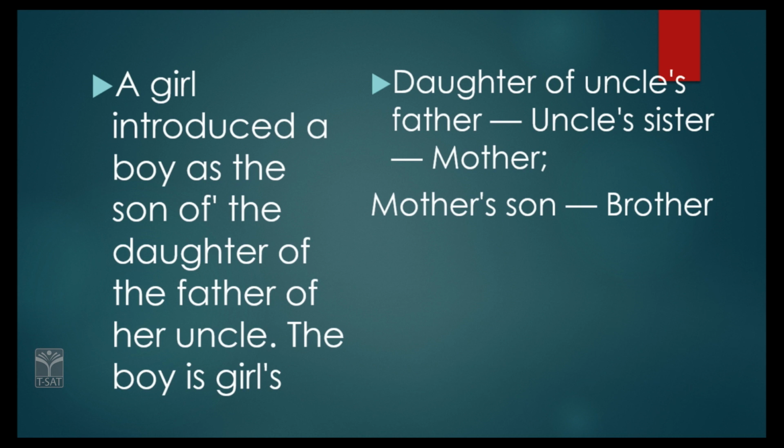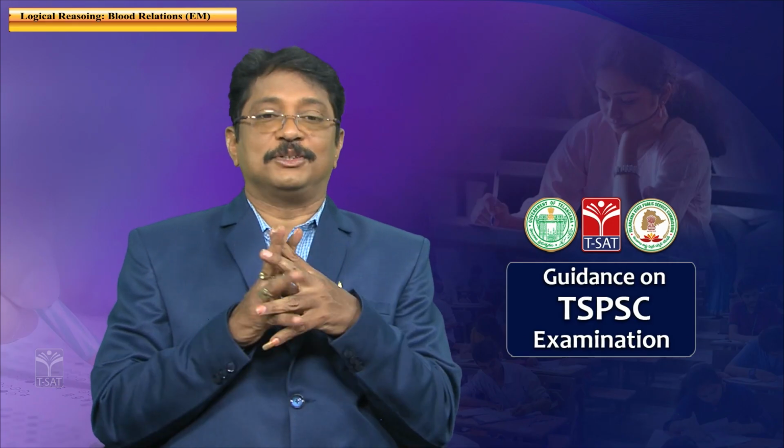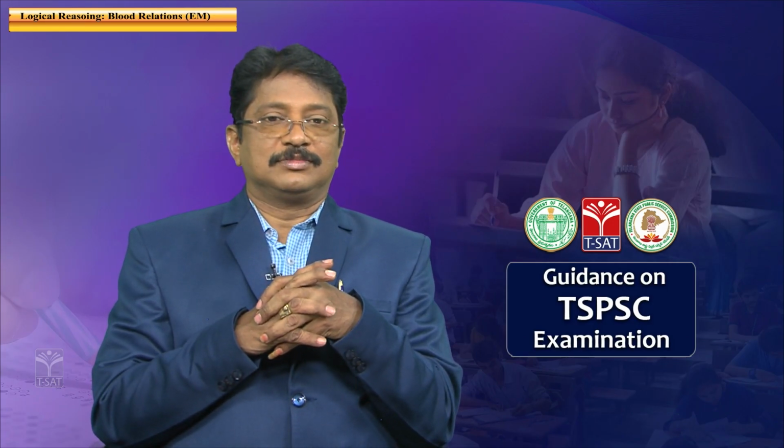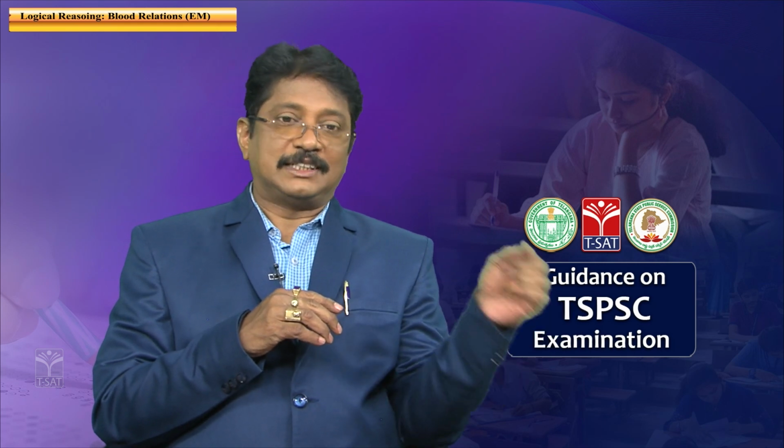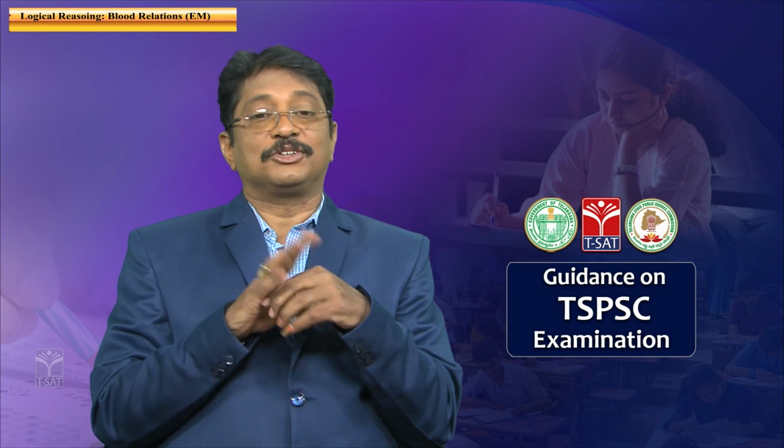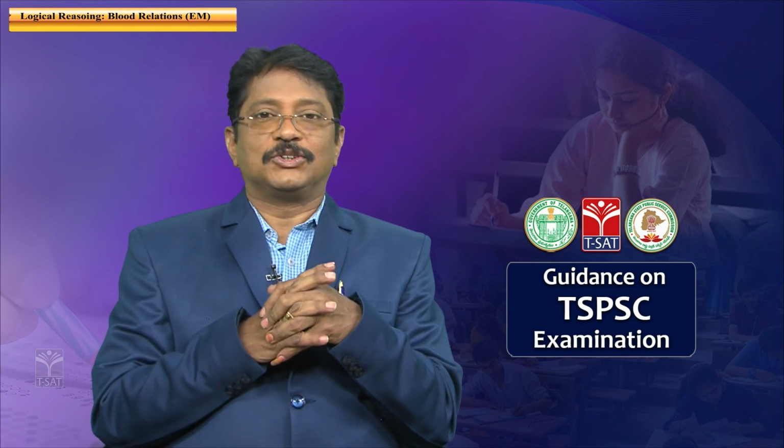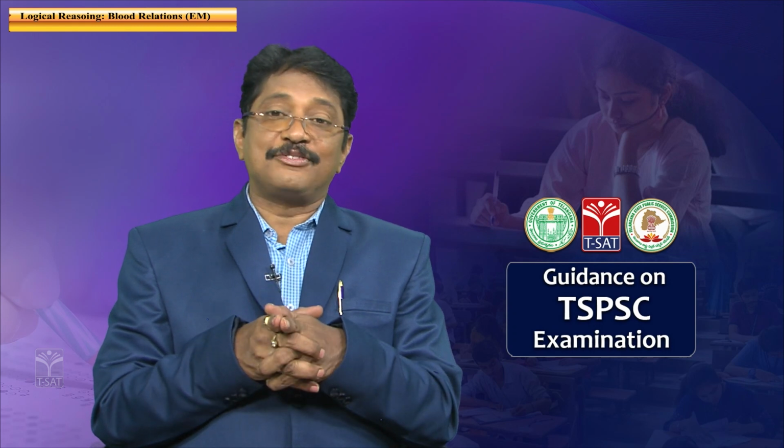A girl introduced a boy as the son of the daughter of the father of her uncle. What is the relation between the boy and the girl? Simply, a girl introduced a boy. He is the son of the daughter of the father of her uncle. That's a statement. So here we can say daughter of uncle's father.